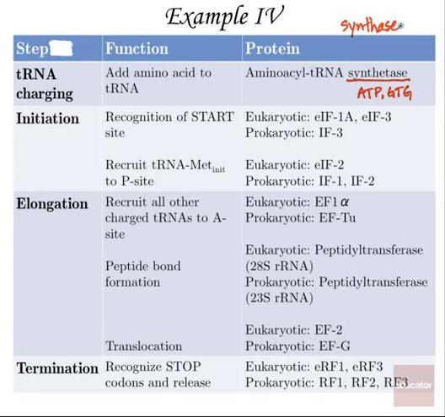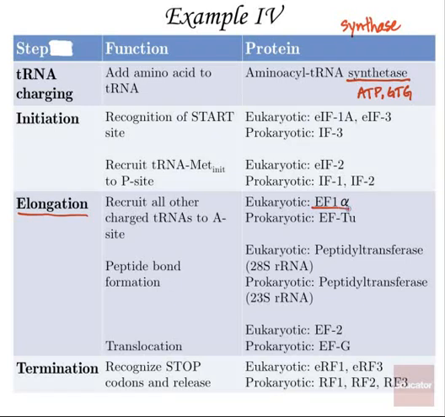So the next step of translation is initiation. So the recognition of the start site for eukaryotes, that's done by eIF1A and eIF3. For prokaryotes, that's IF3. Recruiting the special initiator methionine tRNA to the P site. Eukaryotes, that's eIF2. Prokaryotes, that's IF1 and IF2. Okay. For elongation, recruiting all other tRNAs to the A site.